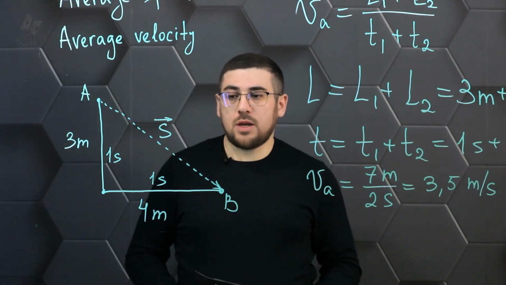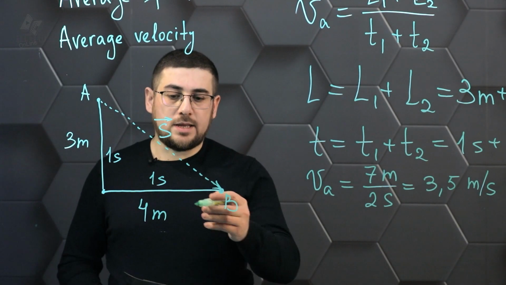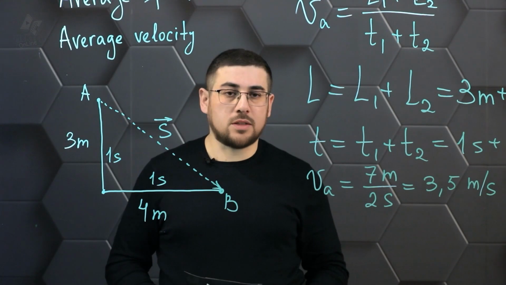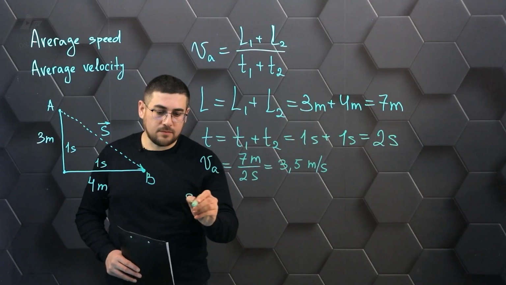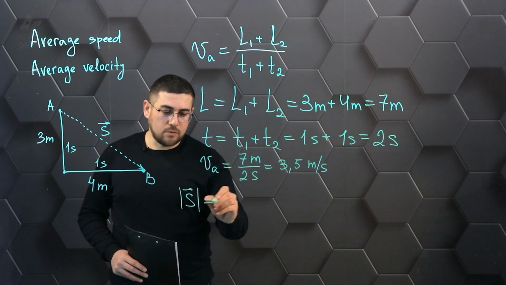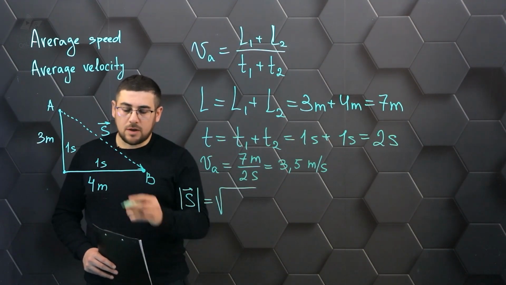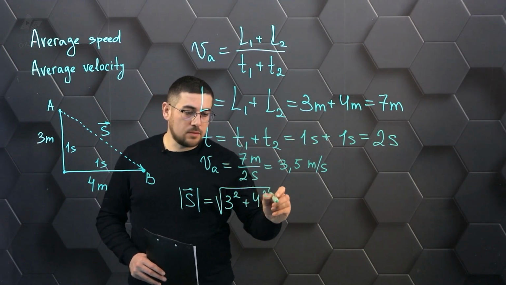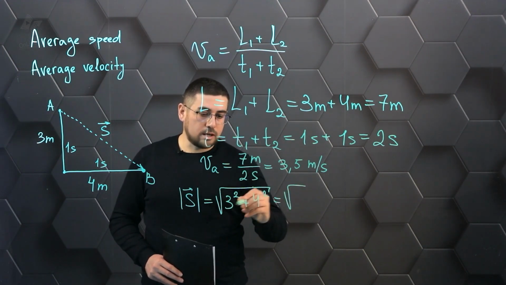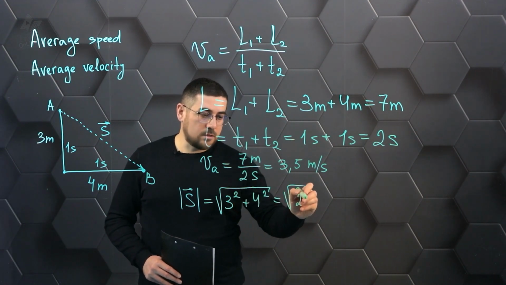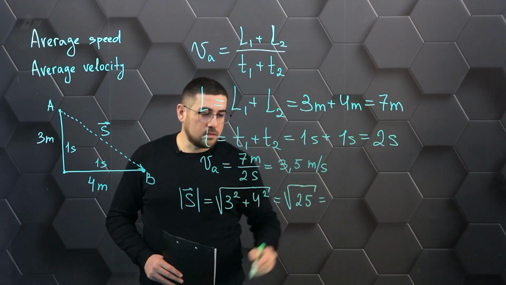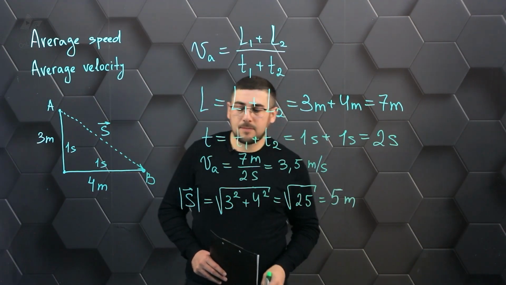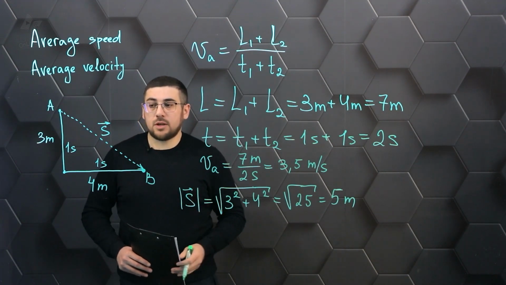In order to find this displacement, we can use the Pythagorean theorem. To do this, we must add the squares of the cathetes and extract the square root of this sum. Let's write down the formula. We define the modulus of displacement as the square root of the sum of the squares of the cathetes. Here we get 9 plus 16 is 25. The square root of 25 is 5 meters. The displacement of this body is 5 meters.